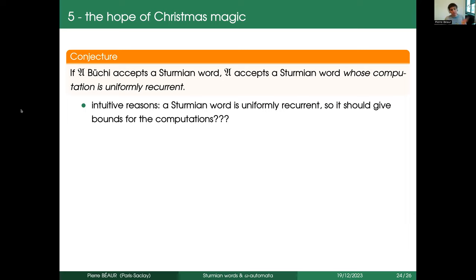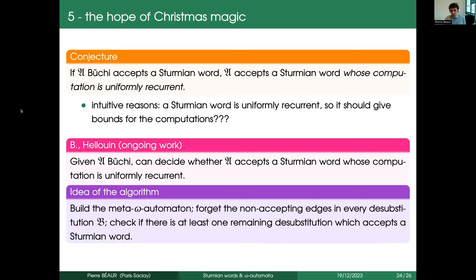And here comes the magic of Christmas, because we have a conjecture, which is that if a Büchi automaton accepts a Sturmian word, it accepts a Sturmian word where the computation is uniformly recurrent. There are intuitions behind this conjecture. Two main intuitions. First, I tried and I didn't find a counterexample. And second, the idea is that if the labeled word is uniformly recurrent, as are all Sturmian words, it should give a bound on the computations. And why do we make this conjecture? Well, because if the conjecture is true, we can solve the problem.